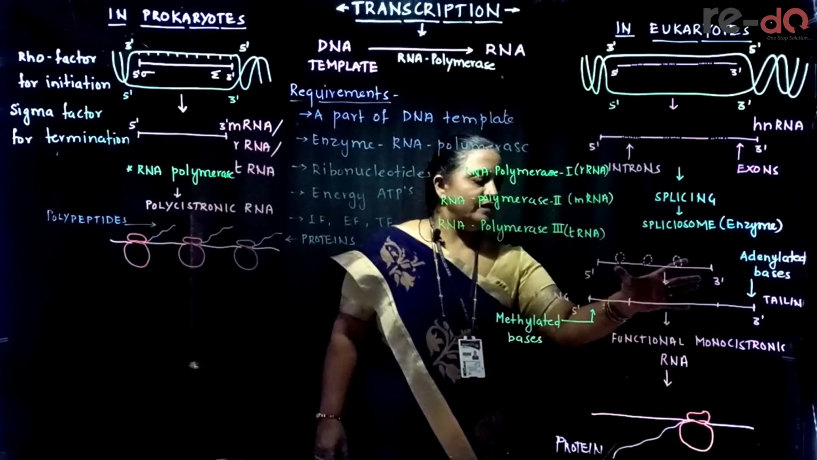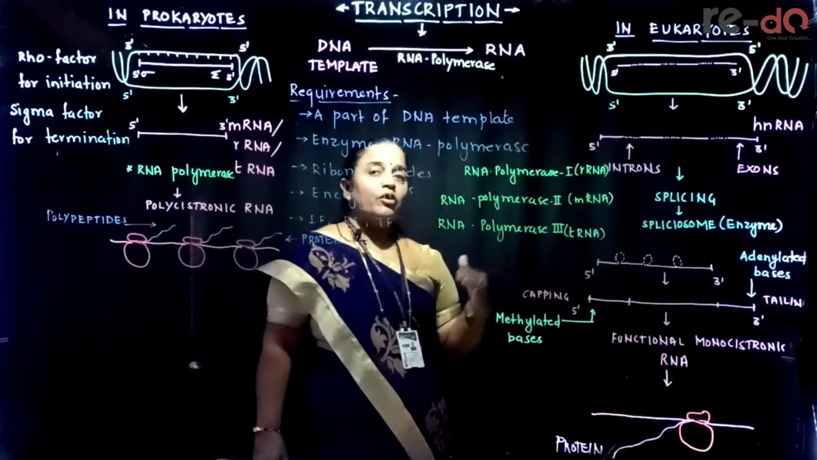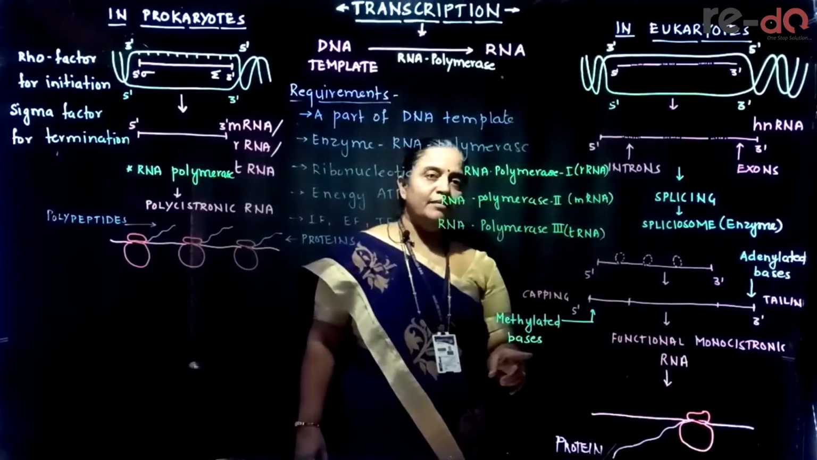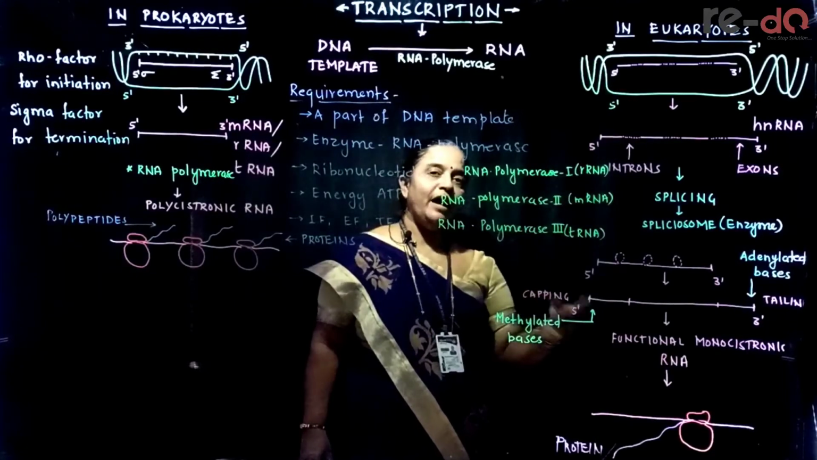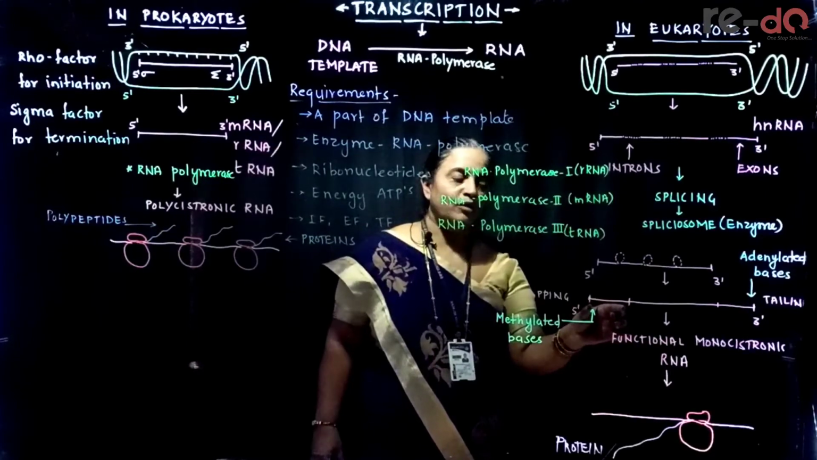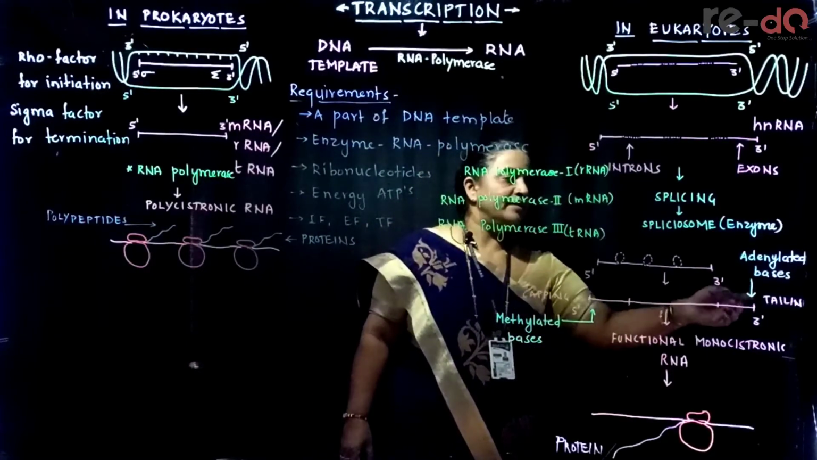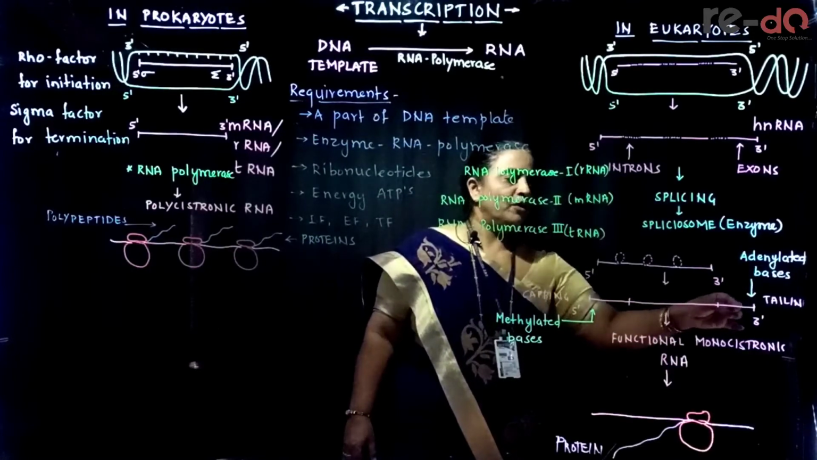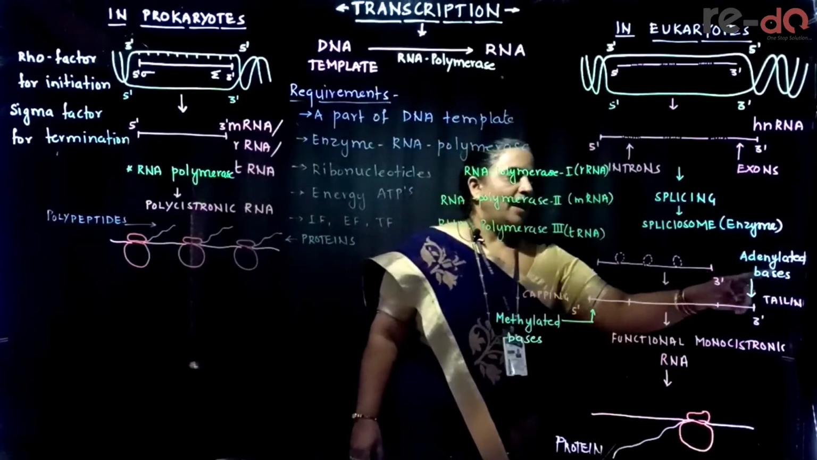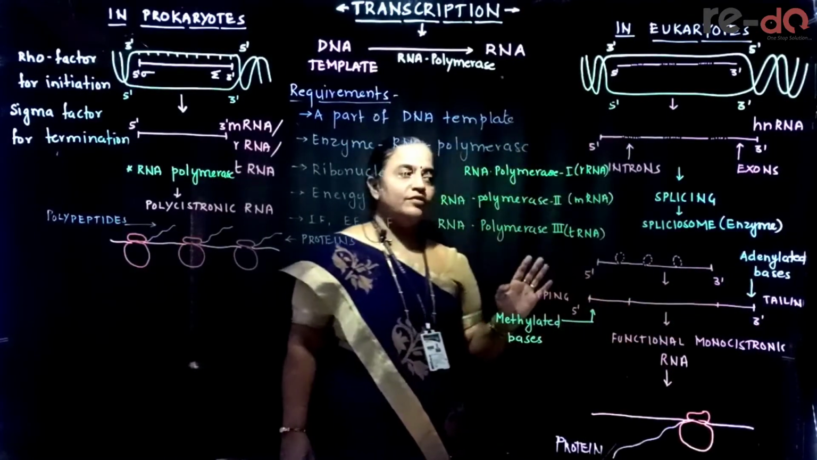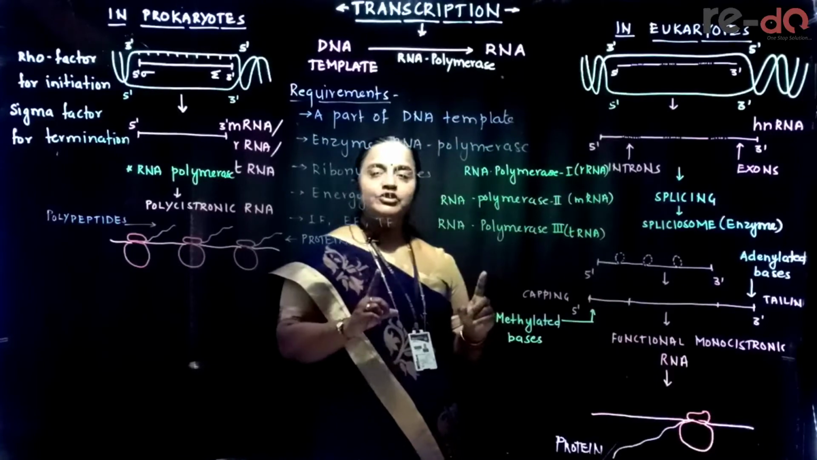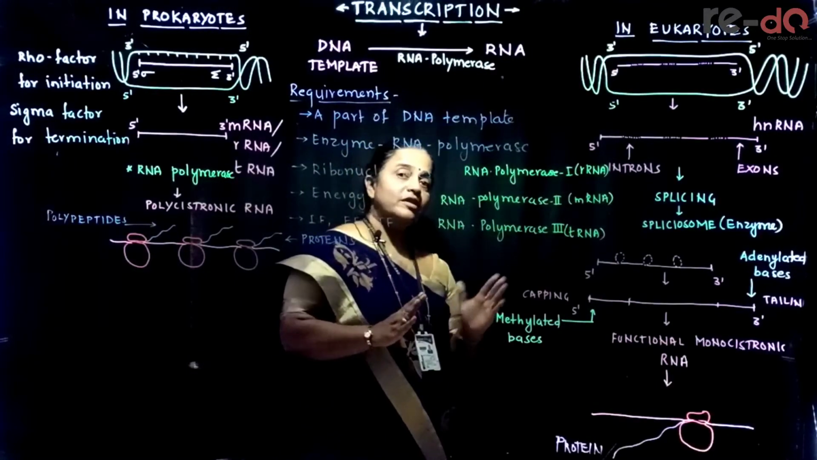Now to this, after these loops are removed, capping starts. A protection is given to the 5' end by adding methylated bases, guanosine monophosphate added continuously. So this forms the cap of the RNA molecule. And towards the 3' end, adenylated bases are added. It is called the poly A tail. So capping is the addition of methylated bases, and tailing is the addition of adenylated bases. So splicing is followed by capping and tailing, and this RNA molecule is functional messenger RNA ready to undergo translation.